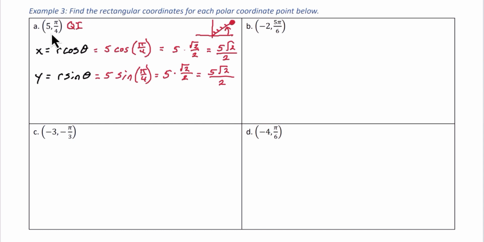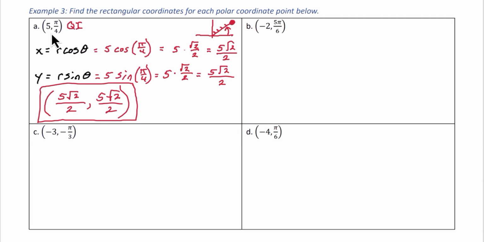That means our x coordinate is 5 square root 2 over 2. The y coordinate, 5 square root 2 divided by 2. This is now the rectangular coordinate. Recognize that that is indeed in quadrant 1, which matches what we said earlier.